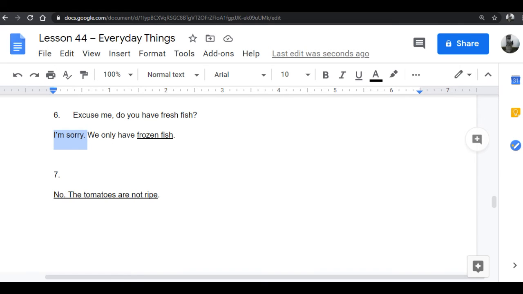Cool, guys? So, no, the tomatoes are not ripe. So, are the tomatoes ripe? Are the tomatoes ripe? No, the tomatoes are not ripe.